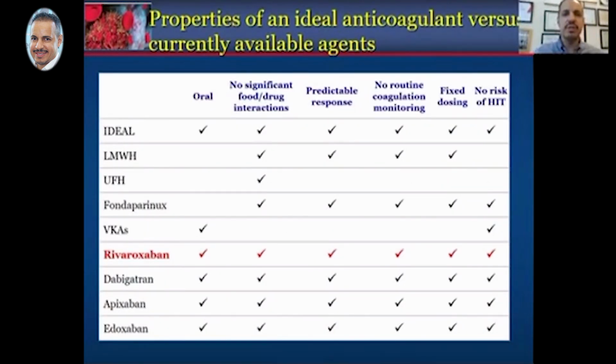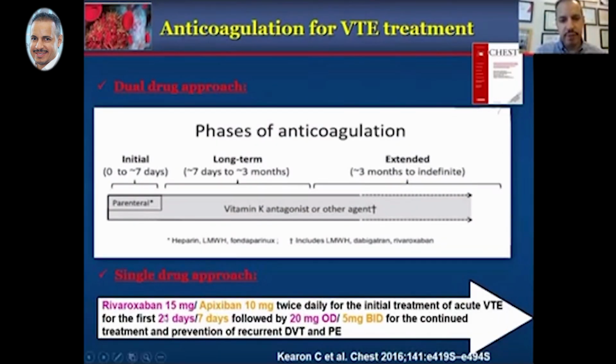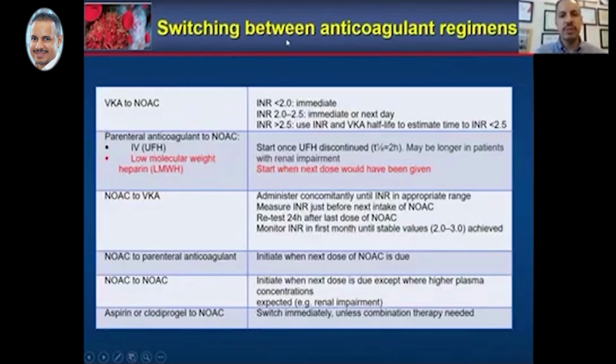So that's important. These are the properties of the ideal anticoagulant versus currently available drugs. You need it oral, which is more convenient for the patient, with no significant food-drug interaction, predictable response, no routine coagulation monitoring, fixed dosing, and no risk of heparin-induced thrombocytopenia, which is really good for the patient. I already mentioned you have a dual drug approach, and you have a single drug approach like rivaroxaban and apixaban.